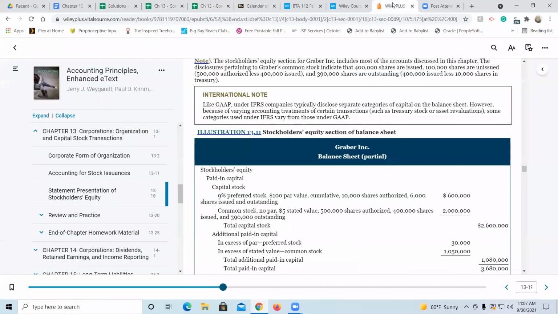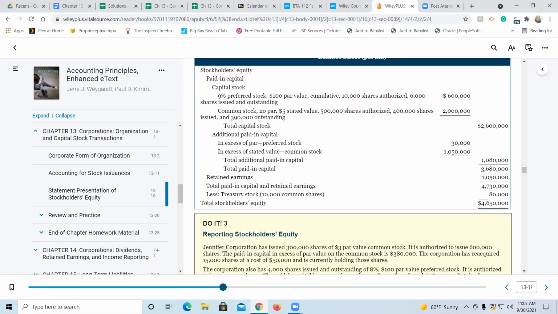If you go to the book, you see additional paid in capital in excess of, well, yeah, they have a stated value. It's just the way the question went, but in excess of par, that's for their preferred stock. And then you've got a total paid in capital. Then you've got your retained earnings, which we just did. So we haven't reached treasury stock yet. By the end of today, we would have probably gotten there.